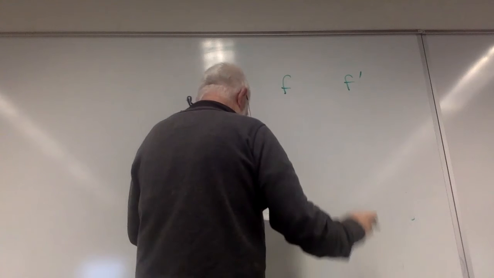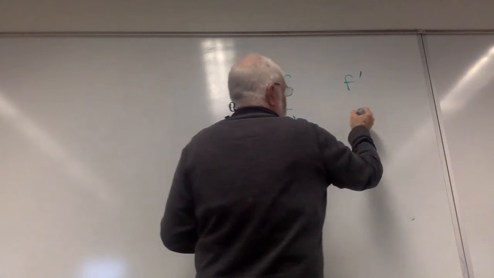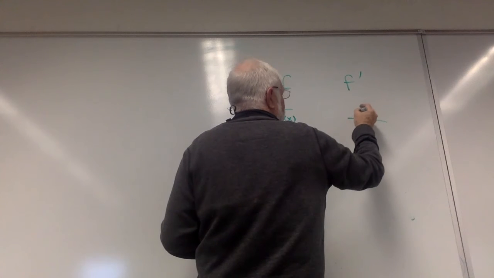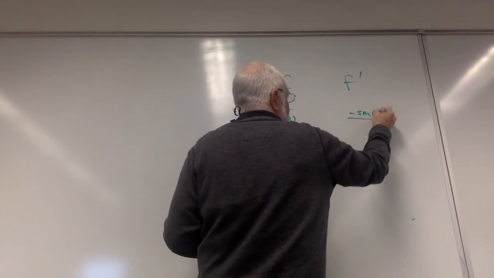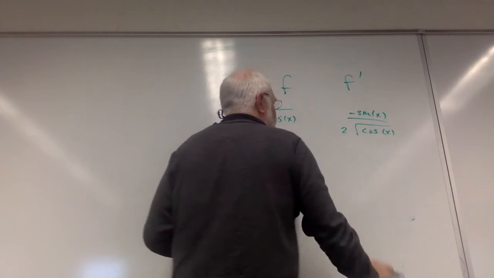Next one. Square root of cosine x. Derivative of what's inside. Derivative of cosine x is minus sine x, over 2 times the square root of what's inside. I've asked you to memorize that form.